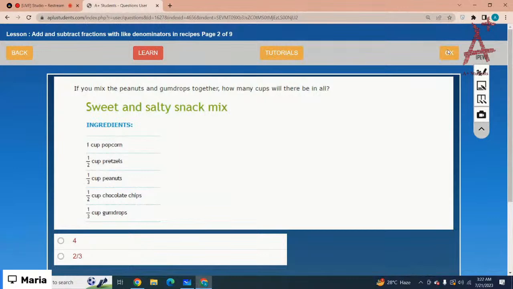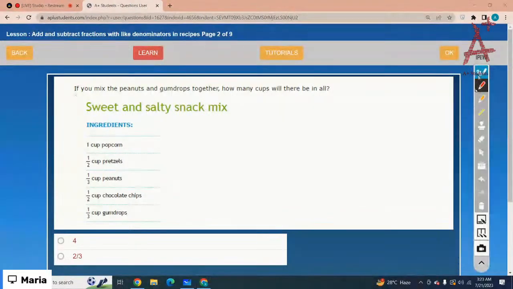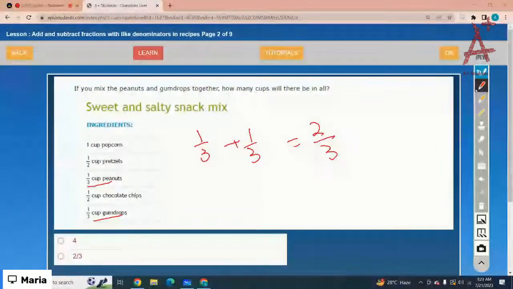Okay, the next one is, if you mix the peanuts and gumdrops together, how many cups will there be in all? So where are the peanuts? Here is peanuts, 1/3 cup of peanuts, and here is gumdrops, 1/3 of the gumdrops. So you have to add their numerators. One plus one is 2, so it is 2 over 3. The correct option is 2 over 3. That means together they make 2/3 cup.